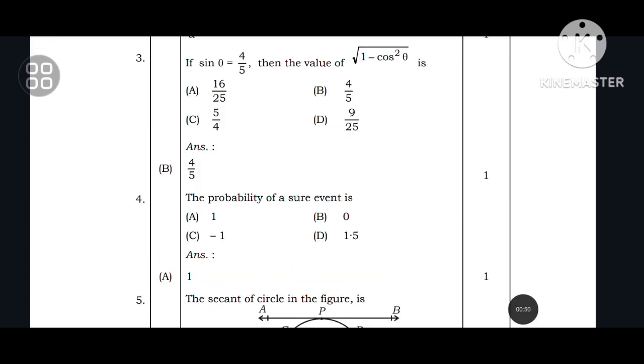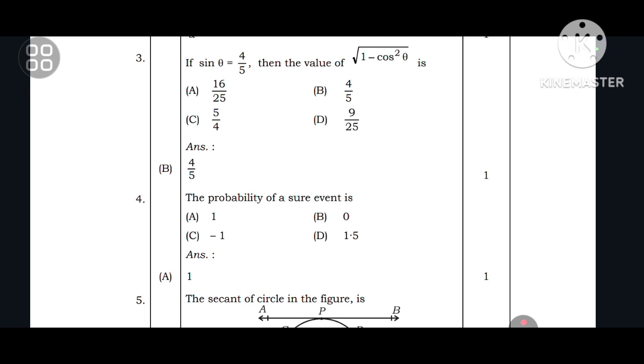Coming to the third question, if sin theta is equal to 4 by 5, then the value of under root 1 minus cos square theta is 4 by 5. Option B is the correct answer. This is a question from the chapter trigonometry.